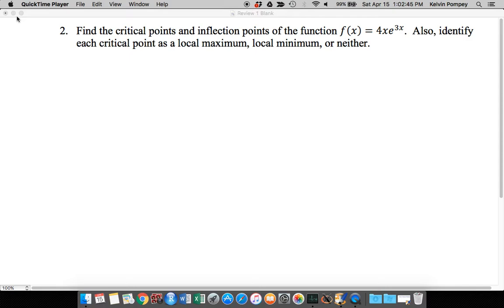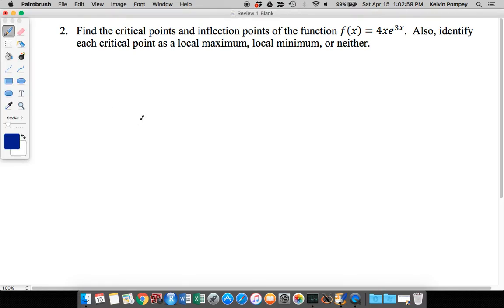All right, I want to look at number 2 on the review problems for exam 3 sheet. It says find the critical points and inflection points of the function f of x equals 4x times e to the 3x. Also identify each critical point as a local maximum, local minimum, or neither. Remember, if we want to find the critical points, we have to look at the first derivative of the function. So to find my critical points, I'm abbreviating that with CP, I'm going to find my first derivative. That's an F by the way, not a P.